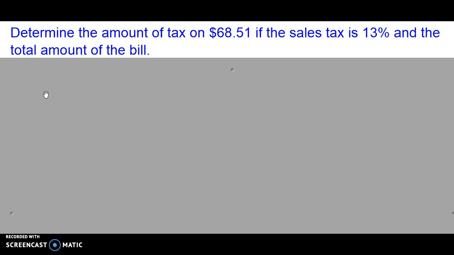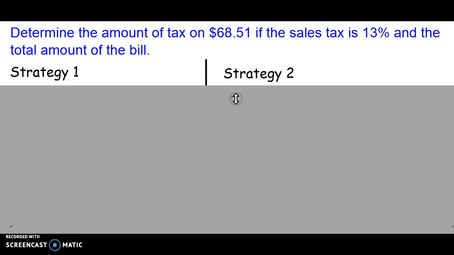We're going to look at how to determine the amount of tax on $68.51 if the sales tax is 13% and the total amount of the bill. We're going to look at this in two ways. In the first approach, strategy 1, we are going to calculate the sales tax and then add it on to the amount to determine the total amount of the bill.